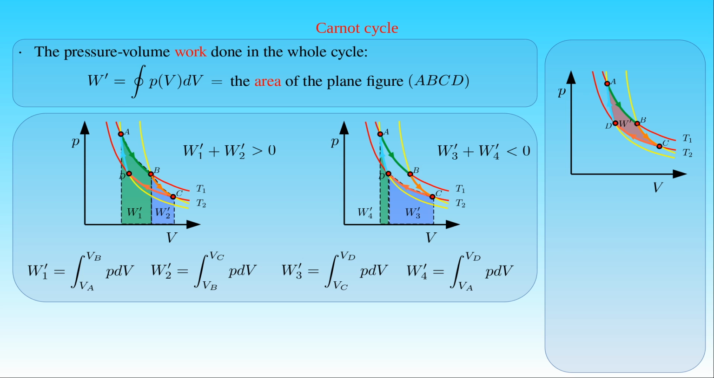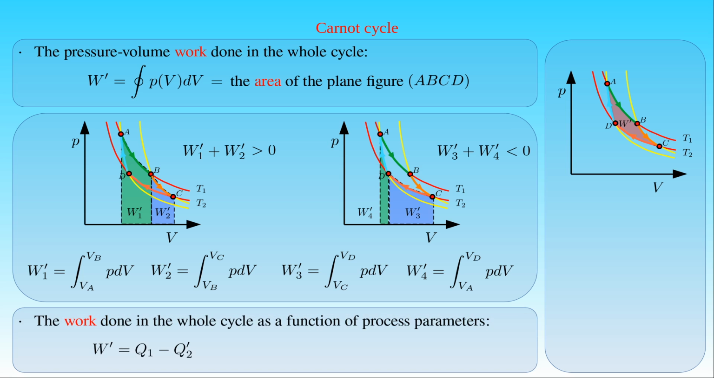That is, the work W' done by the system is equal to the heat Q1 absorbed by the expanding gas minus the heat Q'2 released by the gas during its compression. Therefore the heat Q1 and the heat Q'2 completely determine the work done by the gas in the Carnot cycle. However, other parameters describing the process are more convenient to measure.